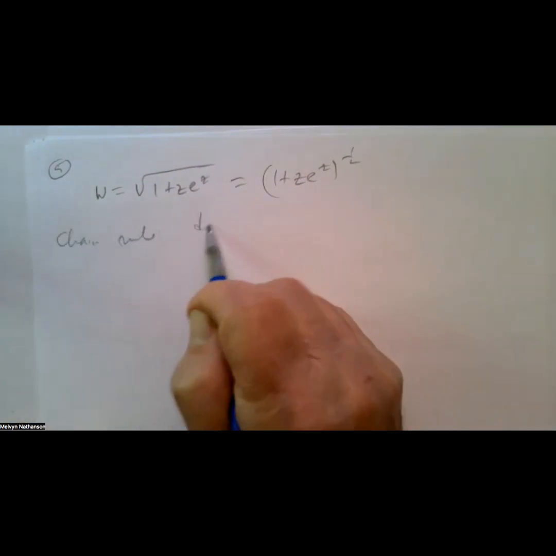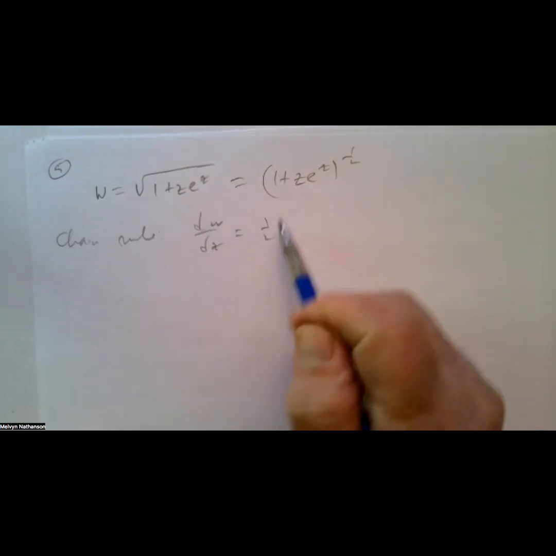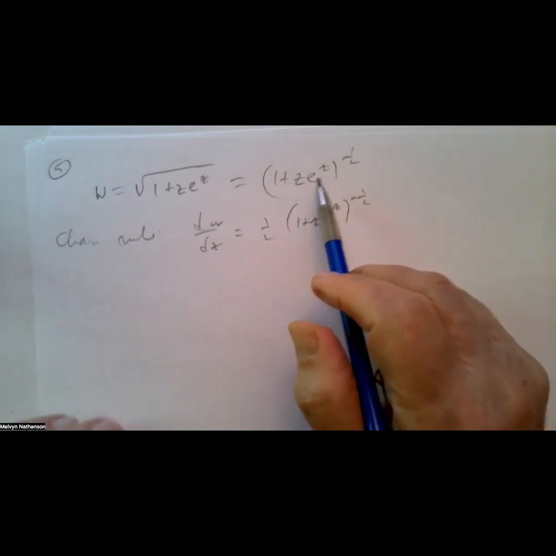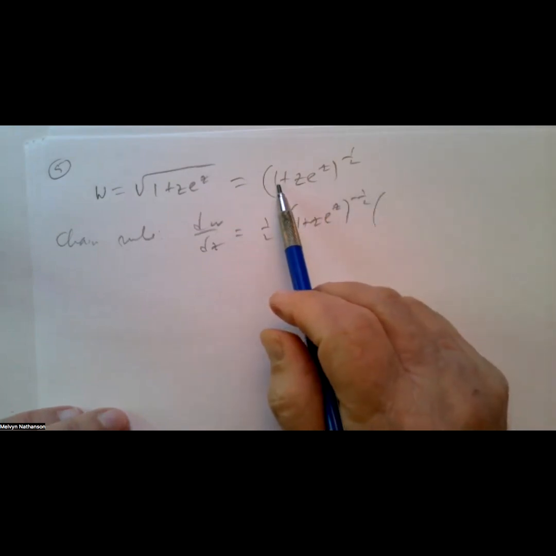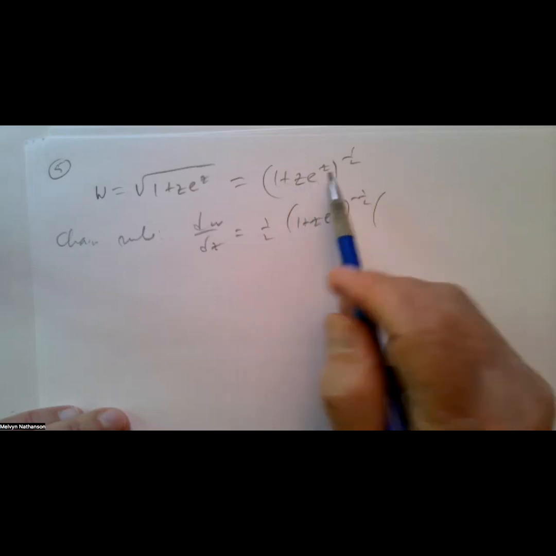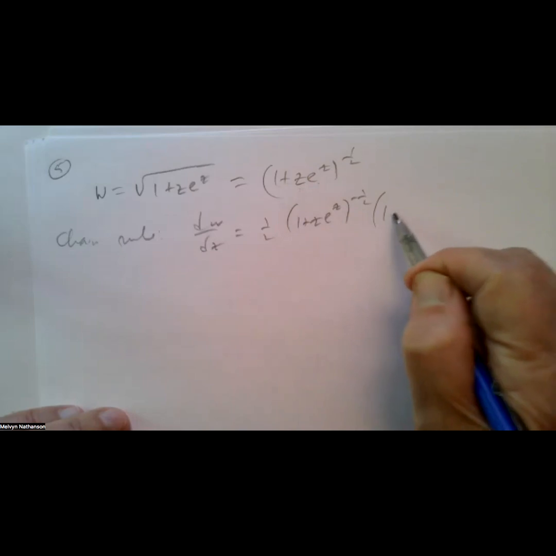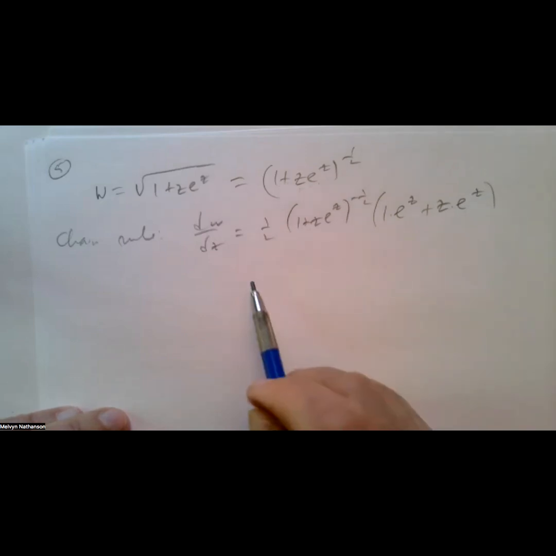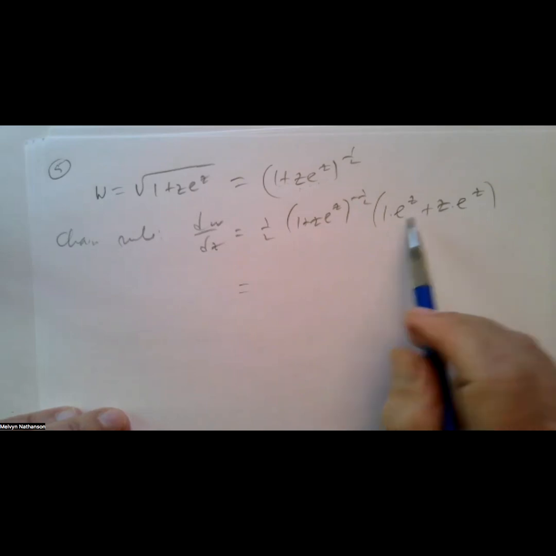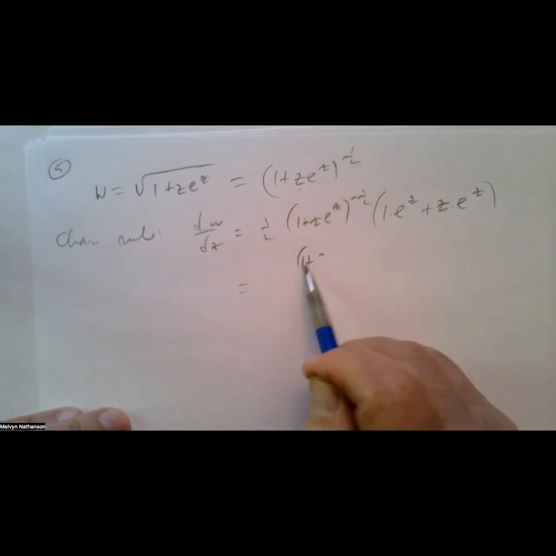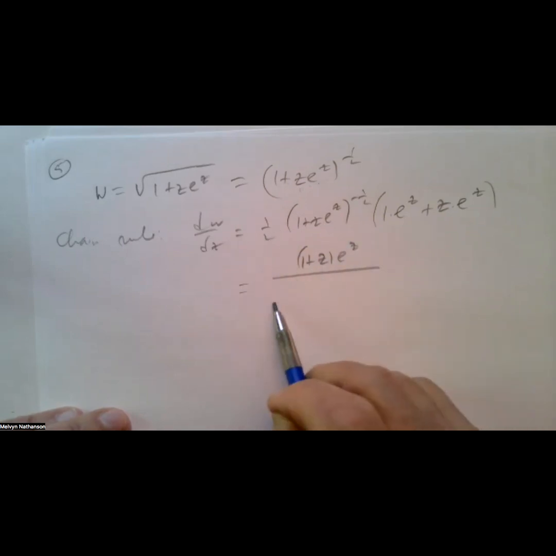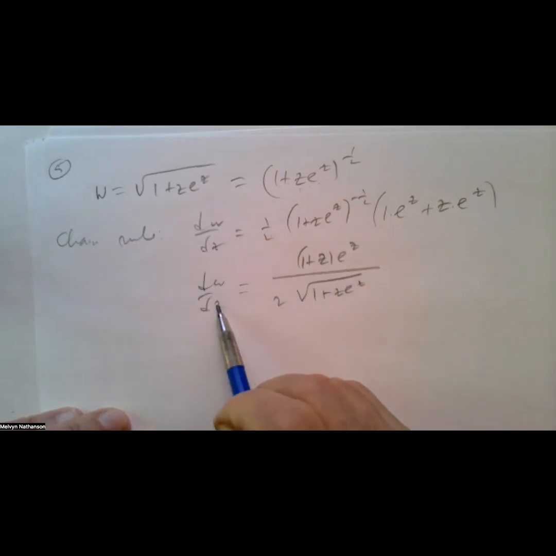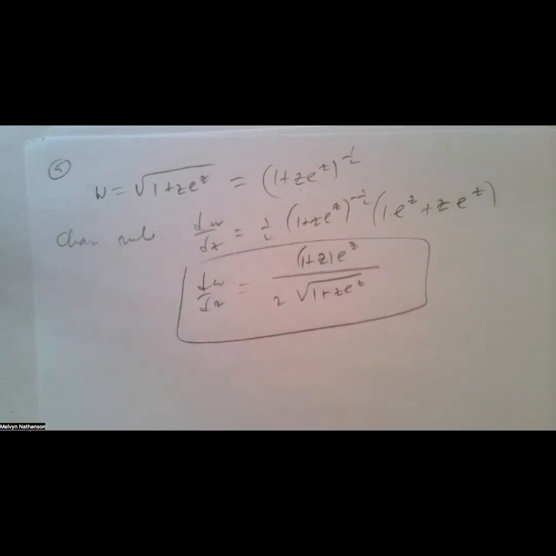So by the chain rule, dw/dz is 1/2 times (1 plus z e to the z) to the minus a half, times the derivative of 1 plus z e to the z. The derivative of 1 is 0. When we differentiate z e to the z by the product rule, the derivative of z is 1 times e to the z, plus z times the derivative of e to the z, which is e to the z. So we get, in the numerator, I can factor out e to the z: e to the z times (1 plus z), over 2 times the square root of 1 plus z e to the z. So that is the derivative.